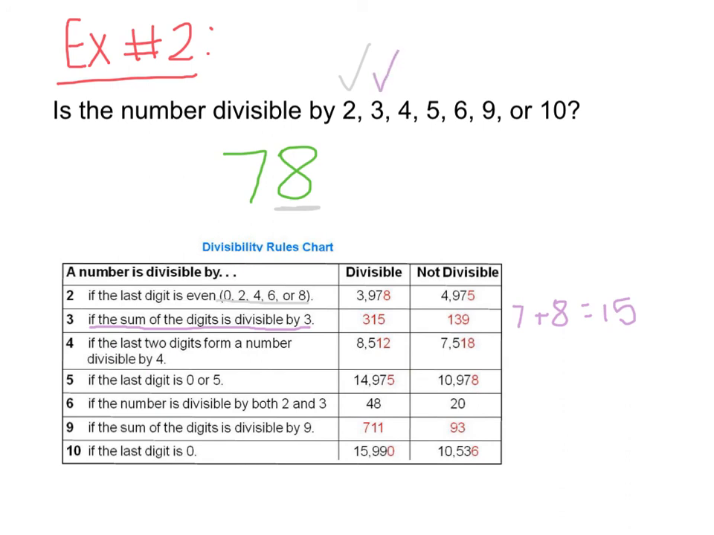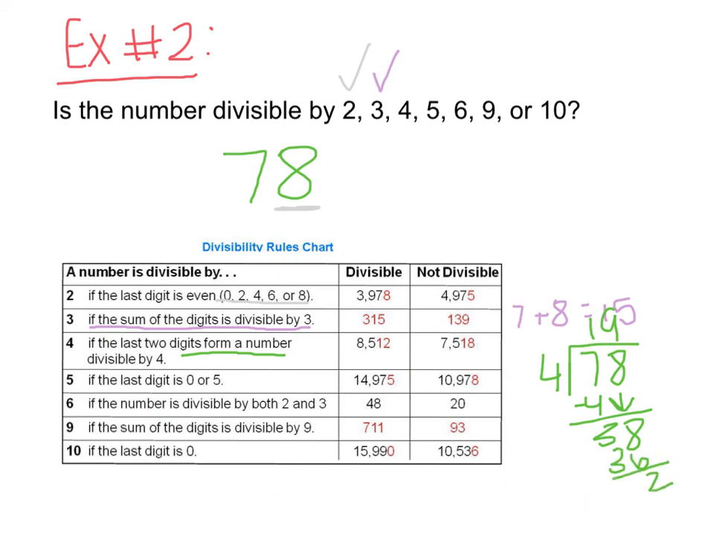Moving on to 4. If the last two digits form a number divisible by 4. So again, we only have two digits. So let's try it. 78 divided by 4. 4 goes into 7 one time. 3 left over. Bring down the 8. And that goes in 9 times for 36. And we're actually going to have 2 left over. So no, that does not go in evenly. So 4 is not an answer.